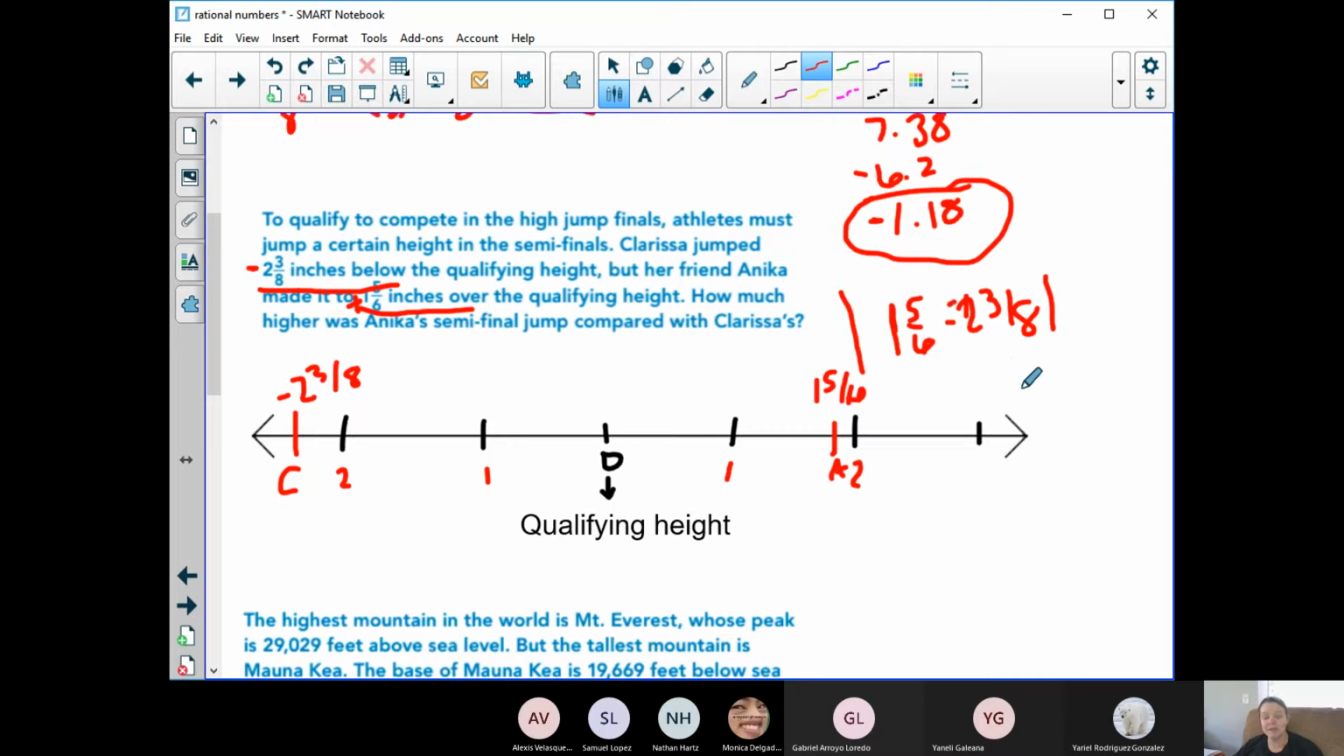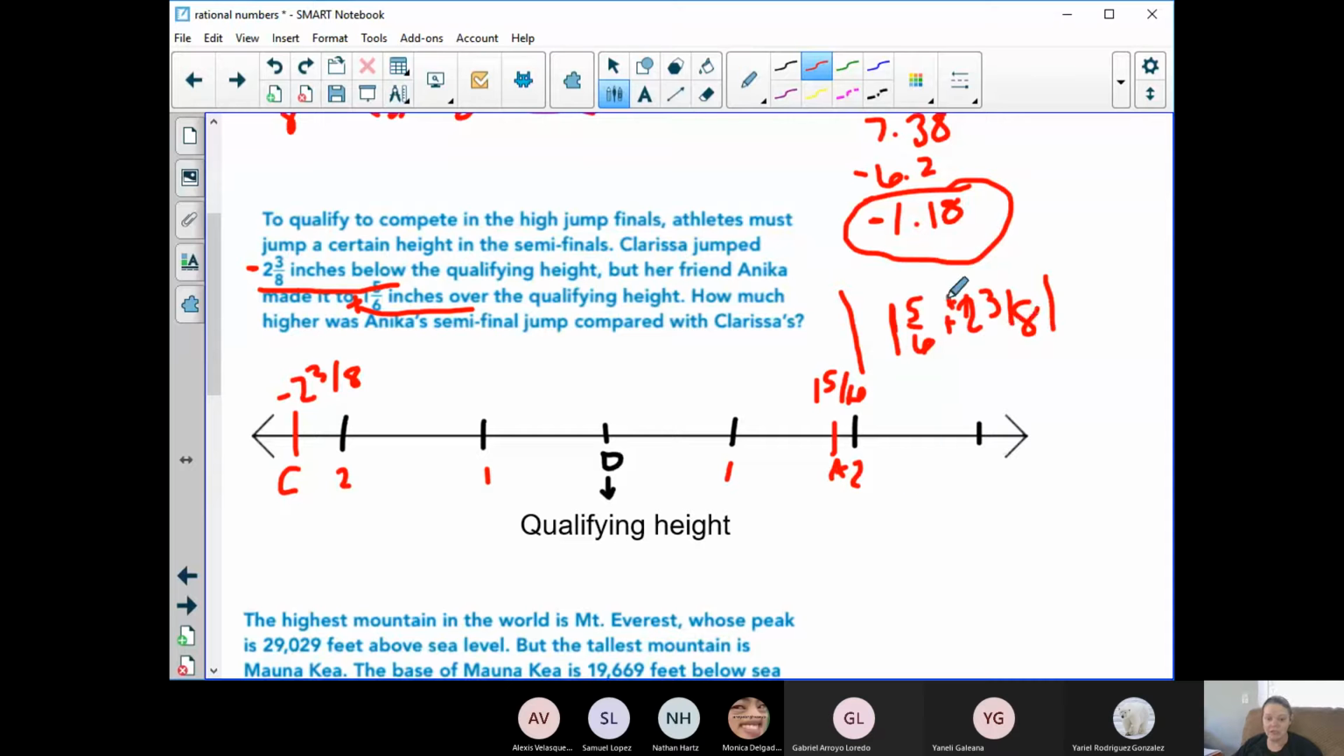Minus negative. Oh my goodness. I tell you what, this is what happens when I don't get a lot of sleep, kids.